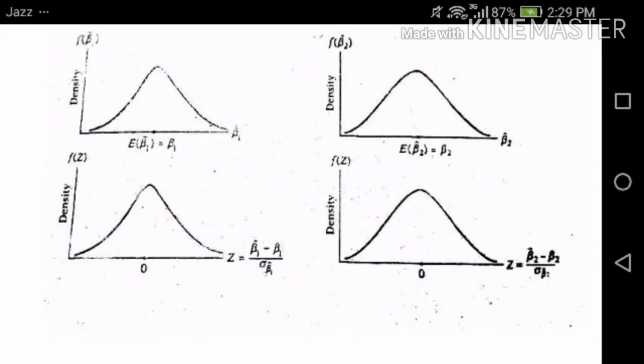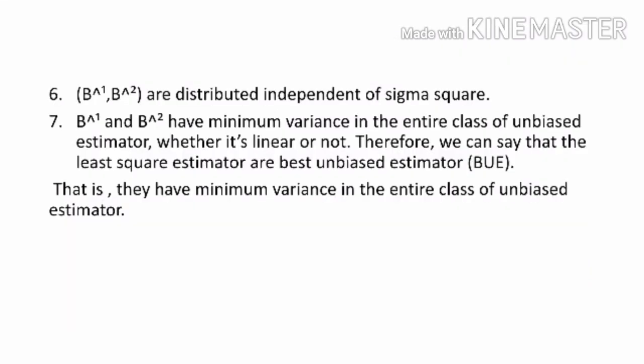You see the fourth diagram, simply explained by the z distribution. It is symmetrically normally distributed. Sixth point: beta 1 hat and beta 2 hat are distributed independently of sigma square. Beta 1 hat and beta 2 hat have minimum variance in the entire class of unbiased estimators, whether linear or not. We can see that the least squares estimators are unbiased and have minimum variance in the entire class of unbiased estimators.